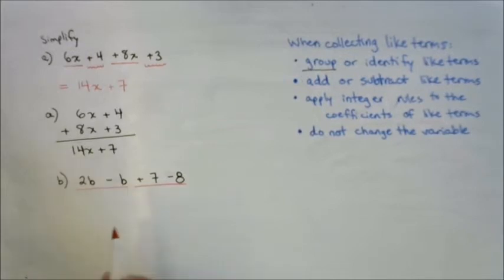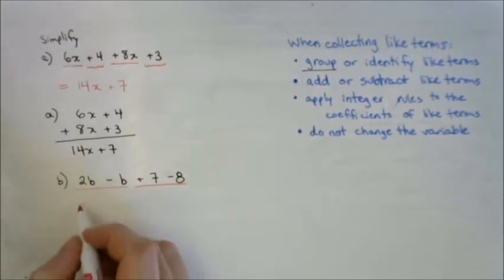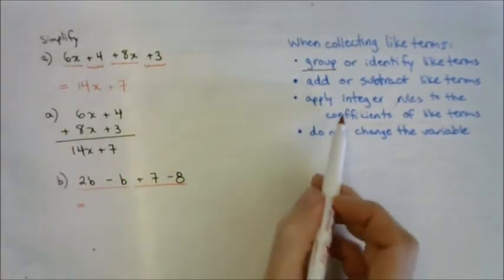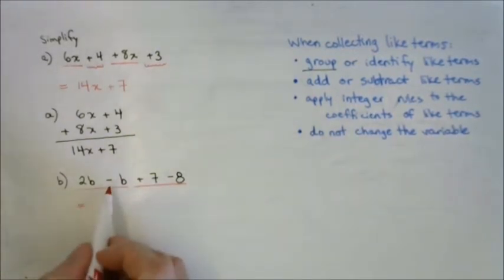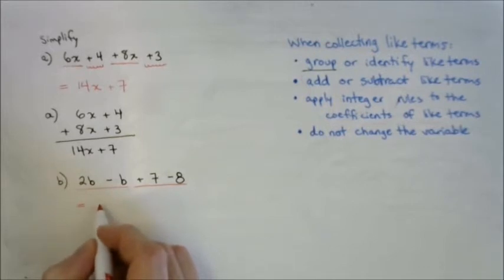So again, we can do it this way. Just say, okay, I apply integer rules to adding and subtracting the coefficients and keep the variable the same. 2 minus 1 is 1, 1b.